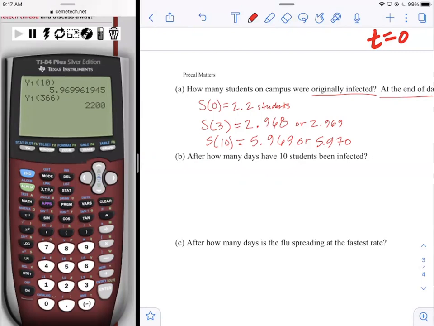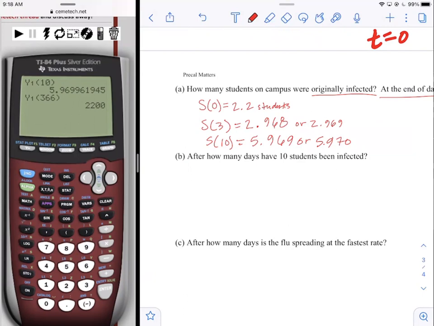Yesterday was trivia day. That's one piece of trivia one day late. After how many days have 10 students been infected? Okay, now this one is a little bit different because it's not the plug and chug variety. I'm not just handing you an input and saying, plug it in and give me the output. I'm giving you the output, and I'm asking you, what's the input? Now, you could do trial and error, type in all kinds of numbers and see which one gets you close to 10. But the table, okay, let's see what the table looks like.